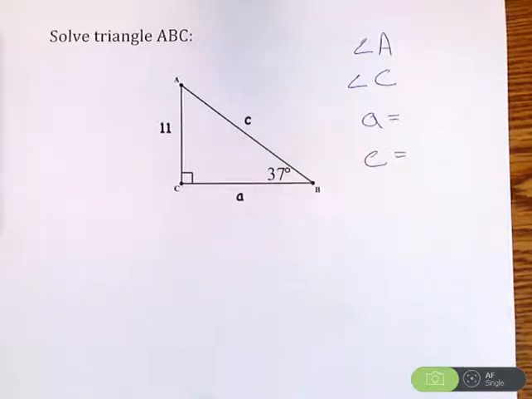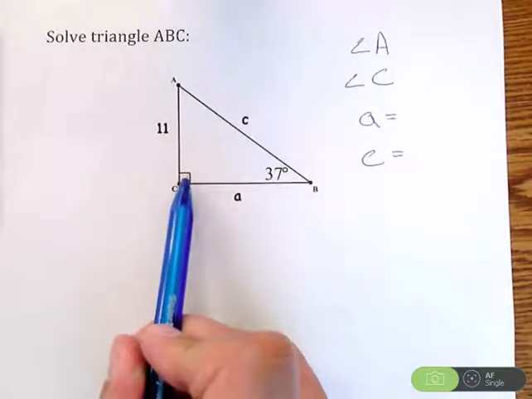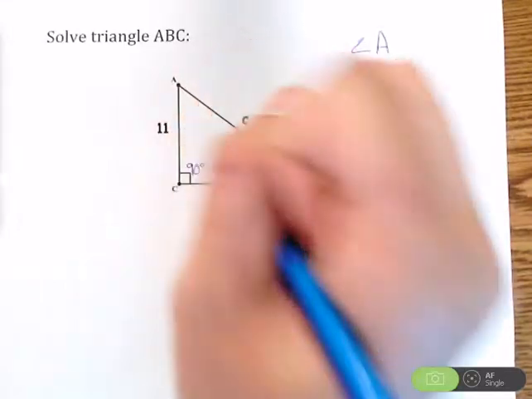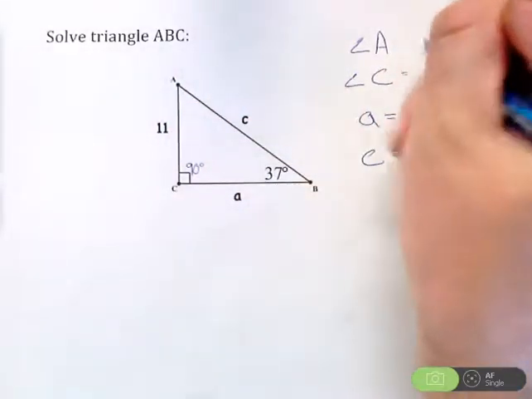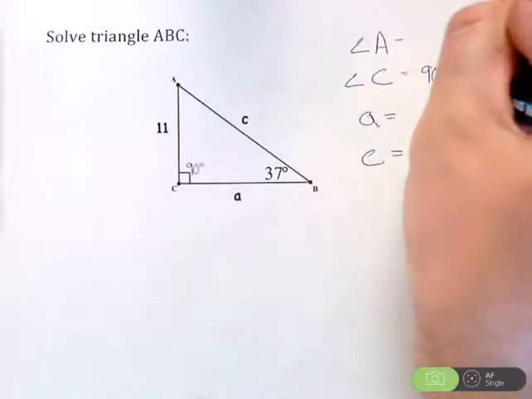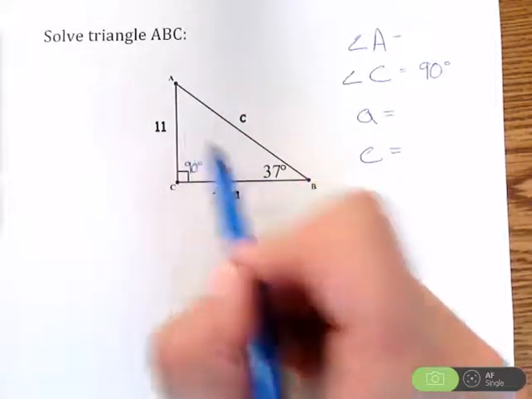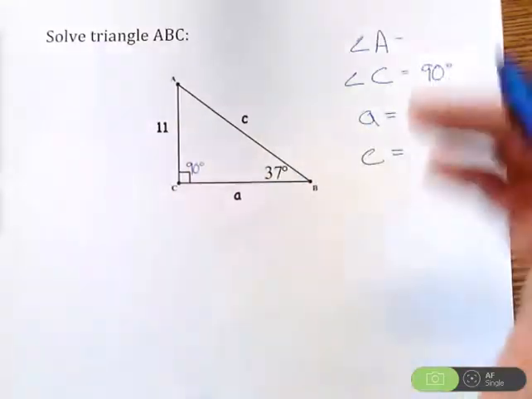There are a few pieces here that come easily and some that are going to require a little bit of work. When you have this square here, you should remember from geometry that this is a 90-degree angle. So I can fill in angle C is 90 degrees. That was easy enough.